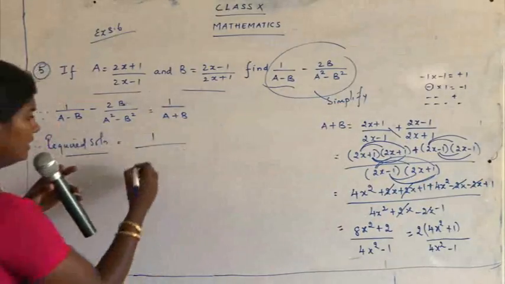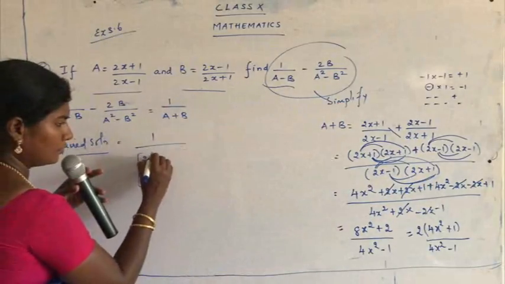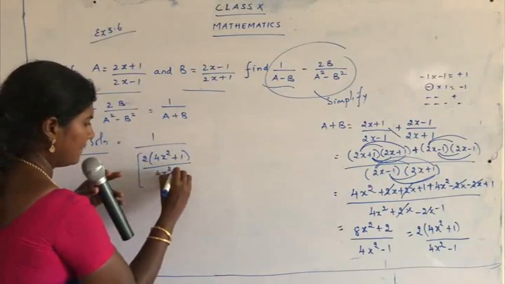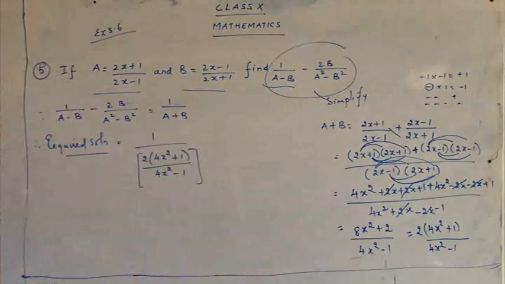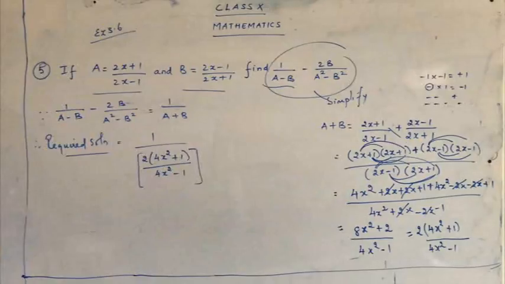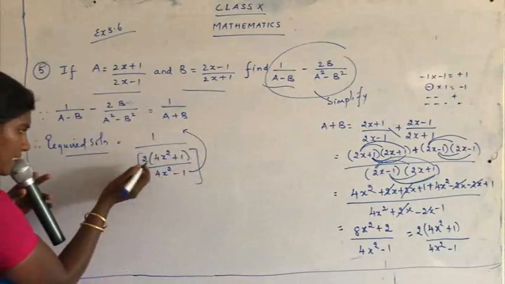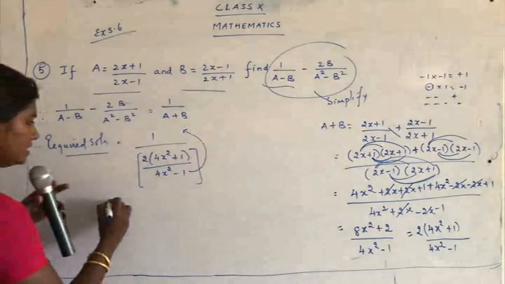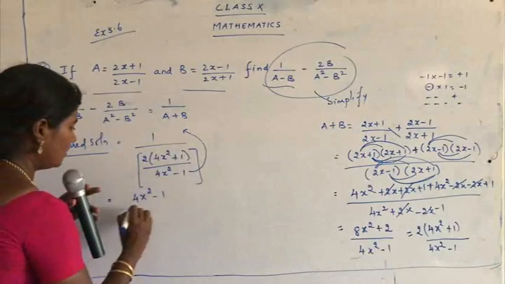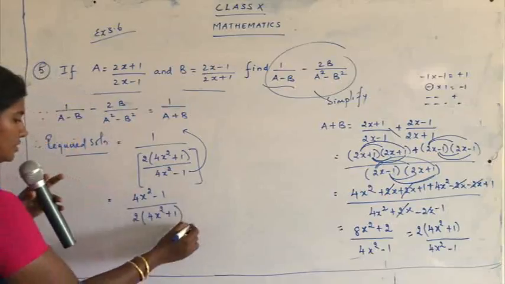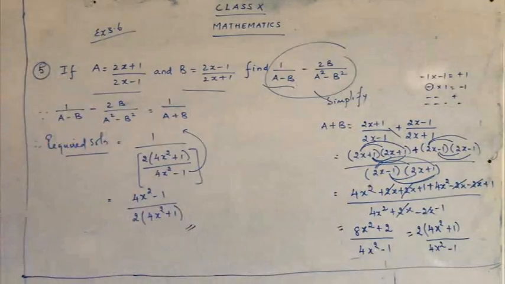What is a plus b, children? It's 2 into 4x square plus 1 upon 4x square minus 1. So now it's 1 upon, in the sense what happens? The denominator part goes to the numerator and the numerator part remains in the denominator. So you get 4x square minus 1 upon 2 into 4x square plus 1. So this is the required solution: 4x square minus 1 upon 2 into 4x square plus 1. Take down the sum.